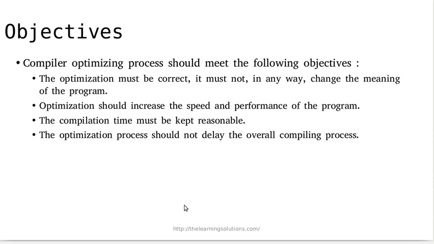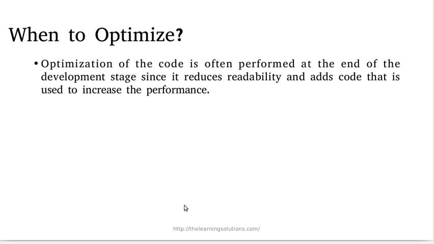The compilation time should be reasonable. That means it should not take much more time to compile after optimization than the time taken by the source program. The optimization process should not delay the overall compiling process. That means all linking and loading activities have to be done in a reasonable, short amount of time. So these are certain objectives that the optimization process has.